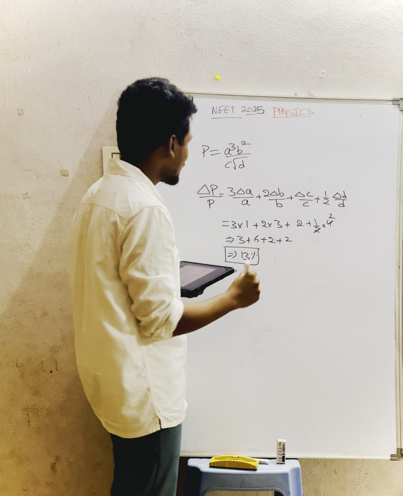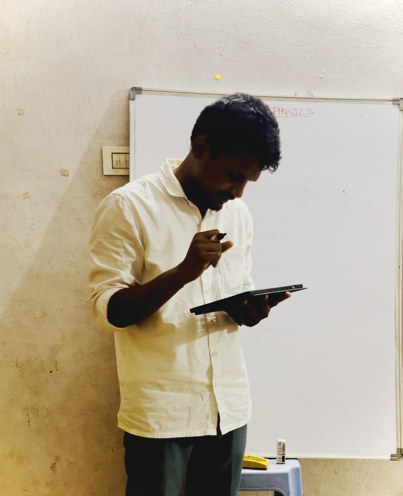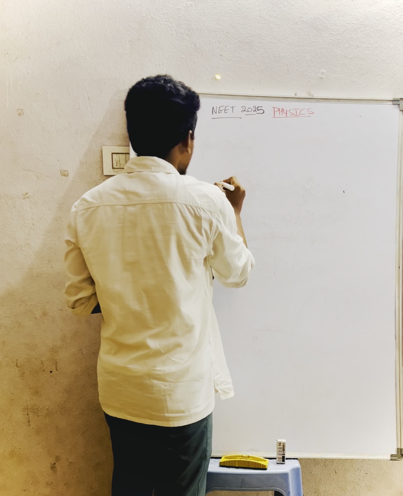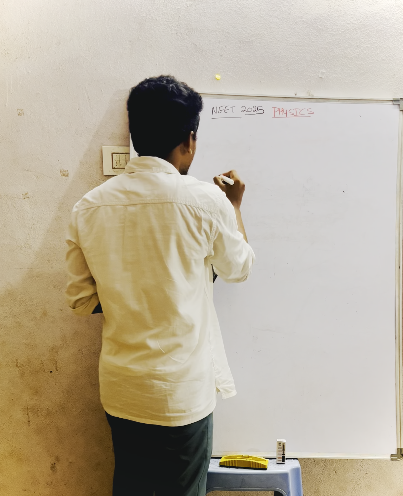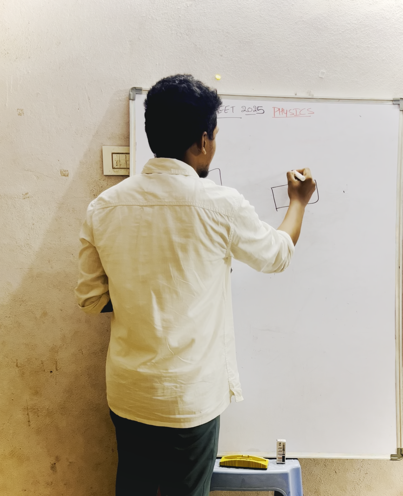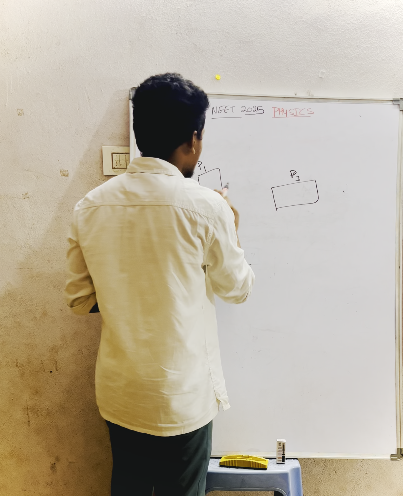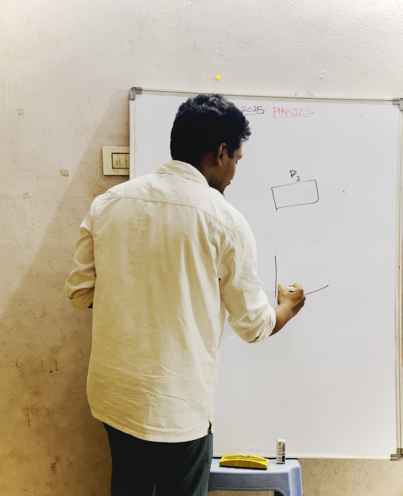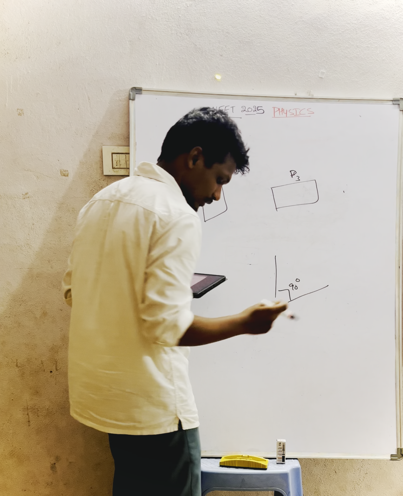Now the second question is as follows. We are given 3 polarizers. It said this is polarizer 1, and this is the final polarizer 3. And it is said that these 2 polarizers are perpendicular to each other. So the angle between these 2 polarizers, let's say this is 1 and this is 2, the angle between them is 90 degrees.